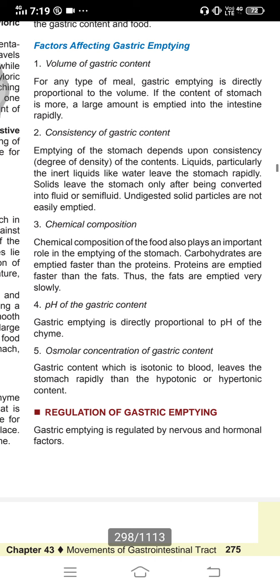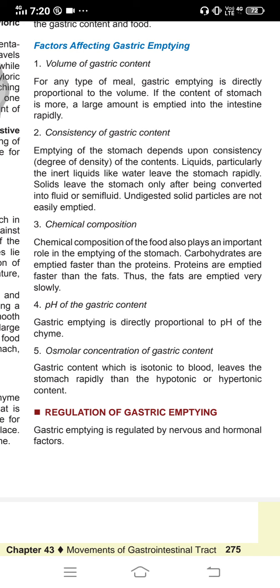Chemical composition. The chemical composition of the food plays an important role in emptying of the stomach. Carbohydrates are emptied faster than proteins. Proteins are emptied faster than fats. Thus, fats are emptied very slowly. Now, pH of the gastric content. Gastric emptying is directly proportional to the pH of the chyme.